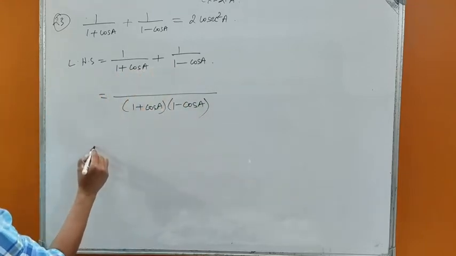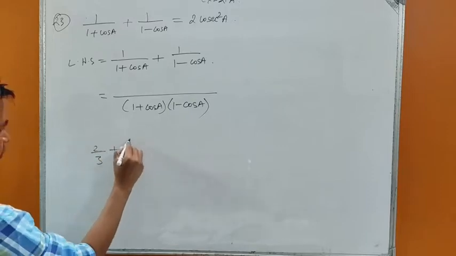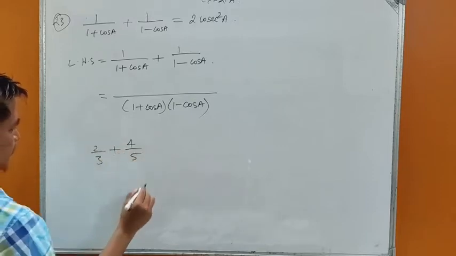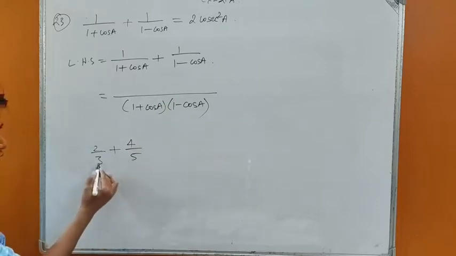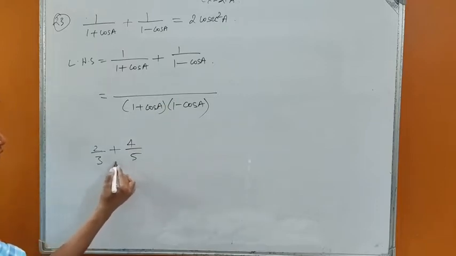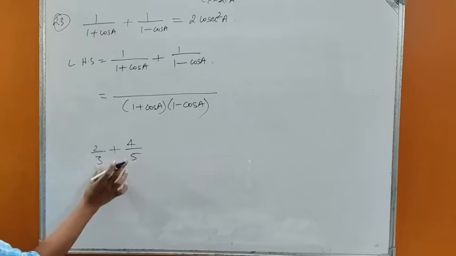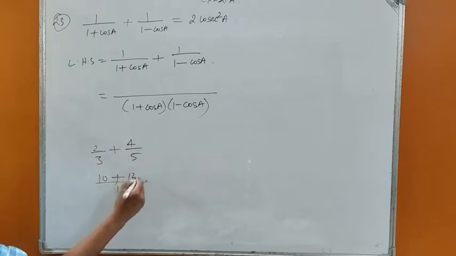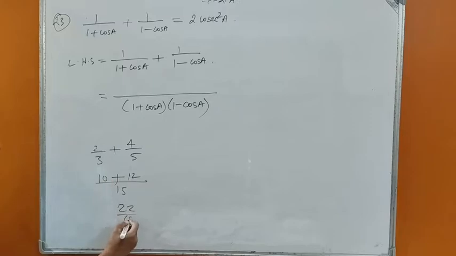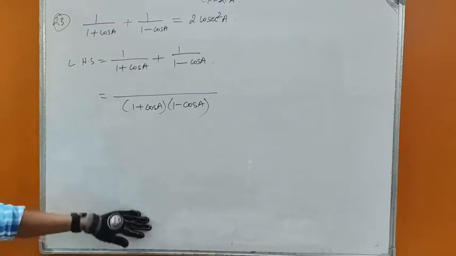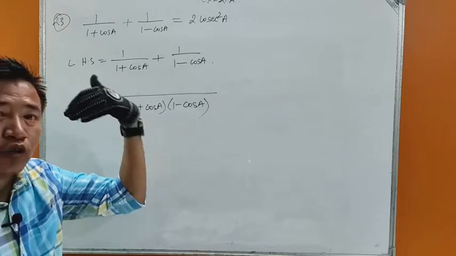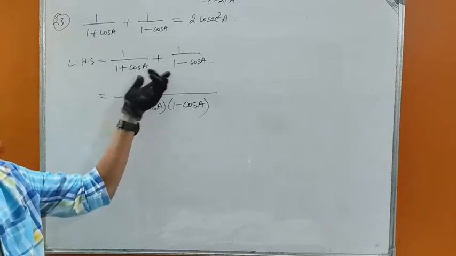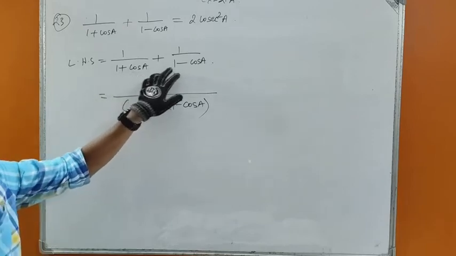Suppose 2 upon 3 plus 4 upon 5. These two are fractional numbers. So what we do while taking the LCM of the denominators, if they are not multiples of the same numbers, then what we usually do is 3 into 5 is 15, 5 2s are 10, plus 3 4s are 12, isn't it? 10 plus 12 is 22 upon 15. We write this way, isn't it? So here also 1 plus cos A and 1 minus cos A are totally different things. They are nowhere close to each other.